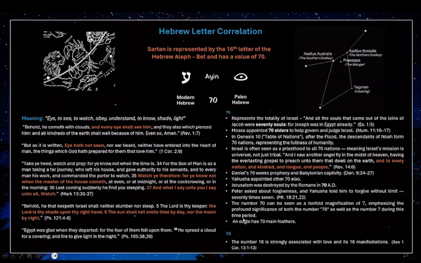And then I also found it interesting that an eagle, which this sign I believe is represented by, has 70 main feathers. So another very interesting connection. And then a brief look at the number 16 as used in Scripture. The number 16 is strongly associated with love, and its 16 manifestations in 1 Corinthians 13, 1 to 13. There's 16 manifestations of love.